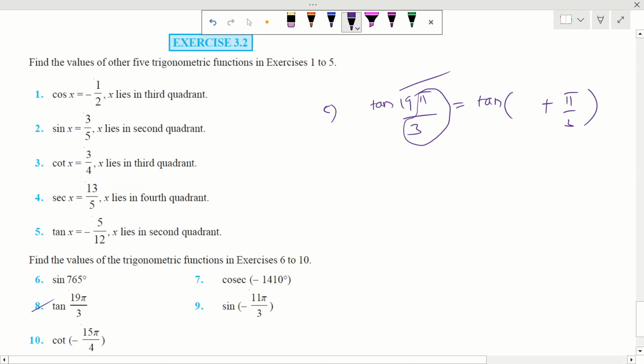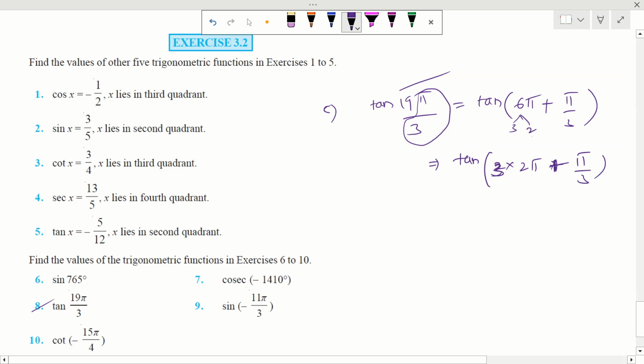How? 3 sixes are 18 pi, plus 1 is 19 pi. So I can write it like this: tan of 6 pi by 3, and 6 I can write as 3 into 2, so 2 pi plus pi by 3. 3 into 2 is 6.